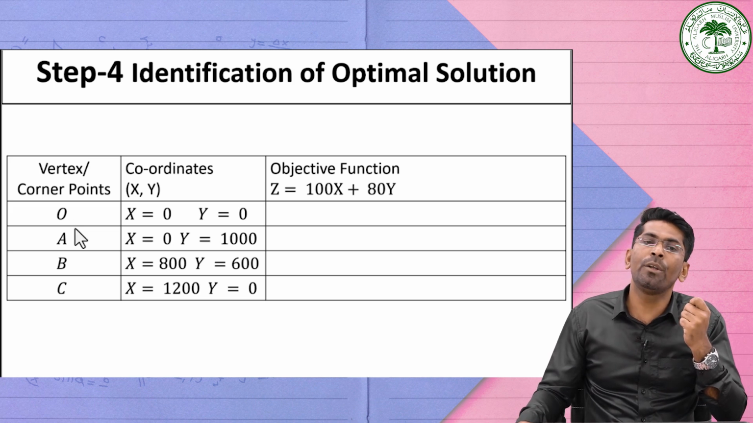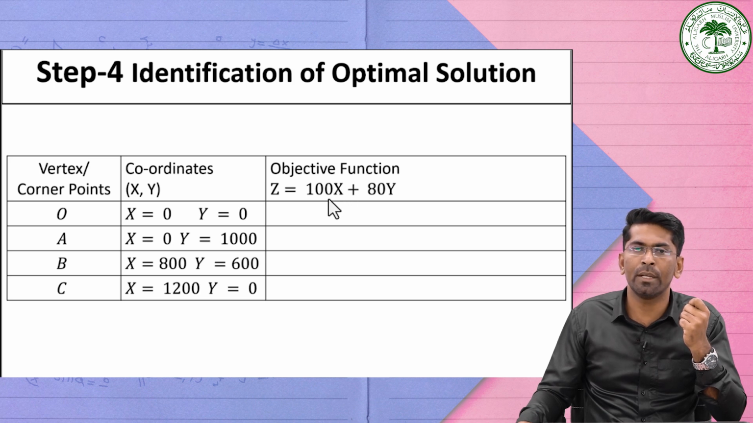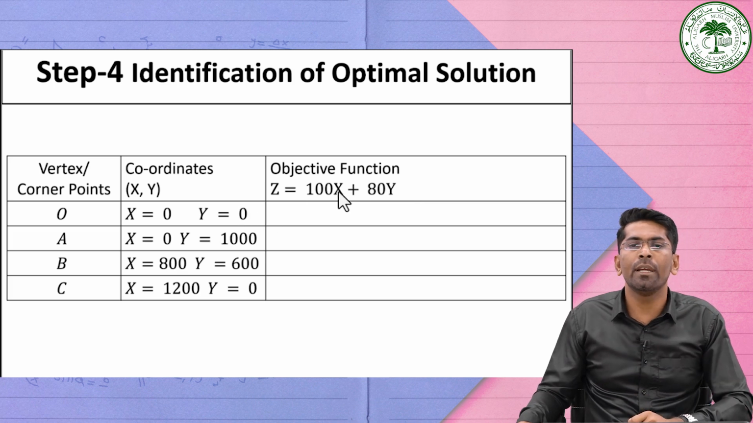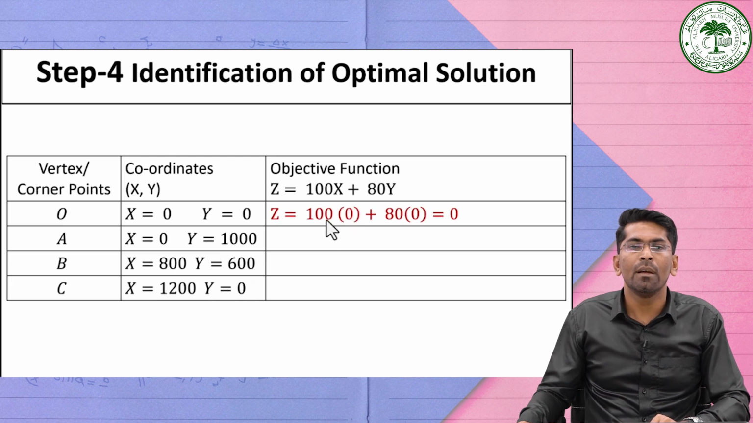So how can we know the profit is maximum? See, this is our objective function, that is maximization of profit, that is 100x plus 80y. We are going to substitute the values of x and y at the different corner points. For example, at corner point O, x is equal to 0 and y is equal to 0. I am going to substitute x is equal to 0 and y is equal to 0 into the objective function. Then it becomes 100 into 0 plus 80 into 0, which is equal to 0.